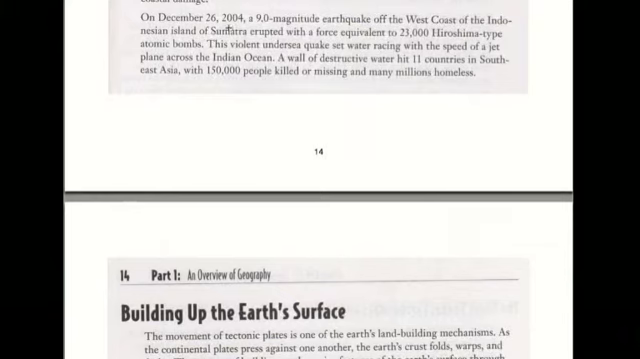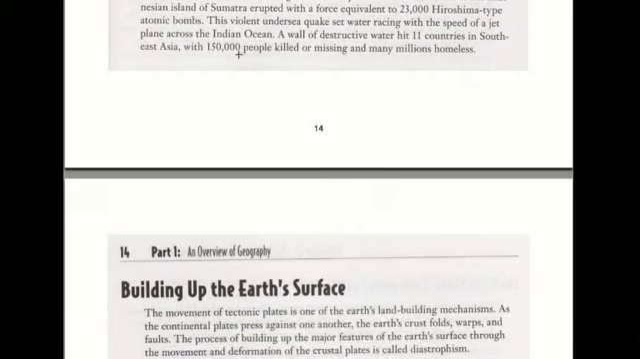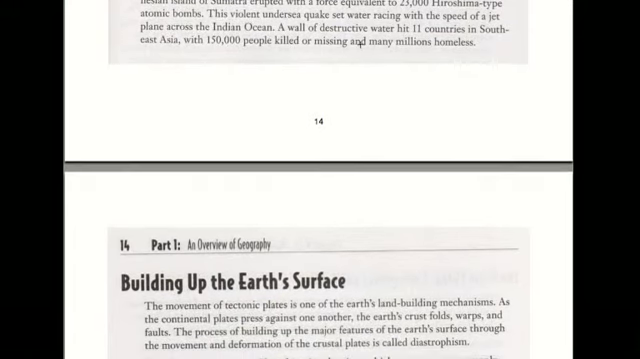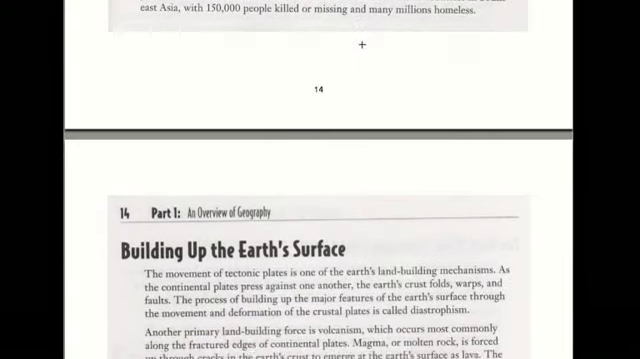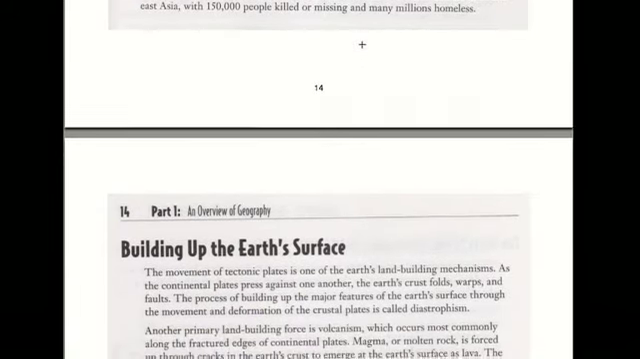On December 26, 2004, an almost 9.0 magnitude earthquake off the west coast of the Indonesian island of Sumatra erupted with a force equivalent to 23,000 Hiroshima-type atomic bombs. This violent undersea quake set water racing with the speed of a jet plane across the Indian Ocean. A wall of destructive water hit 11 countries in Southeast Asia with 150,000 people killed or missing and many millions homeless.